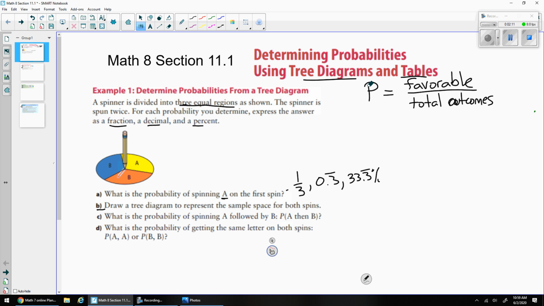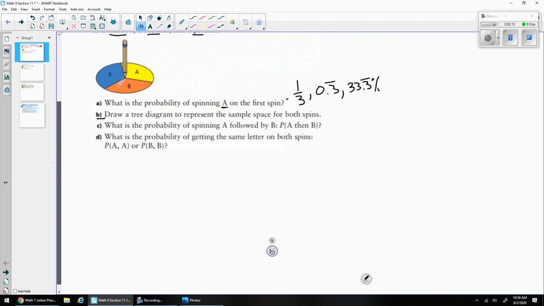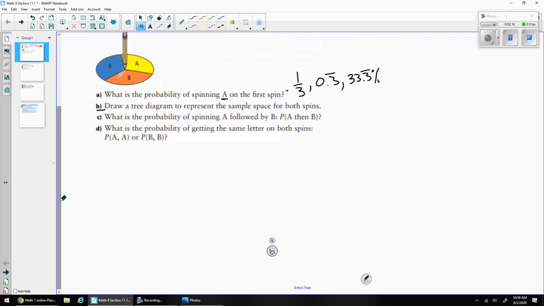B, draw a tree diagram to represent the sample space for both spins. So this tree diagram is when you start with your first event, and in this case there's the A you could get, or the B you could spin, or the other B that you could spin. Now, off of each of these events branches your second spin. So you could spin your A, and then after you spin the A, you could spin an A again, or you could spin the 1B, or you could spin the other B. Those are the 3 possible outcomes after you've spun an A.